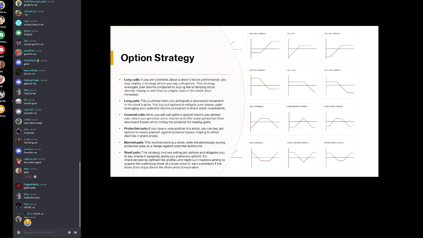Long puts, this is utilized when you're anticipating a downward movement in stock price. You can buy put options to mitigate your losses, again, leveraging your potential returns compared to stock investments. So this is, again, both long calls, long puts, same thing, up, down. Covered calls, right? Here you can sell call options against stocks you already own.